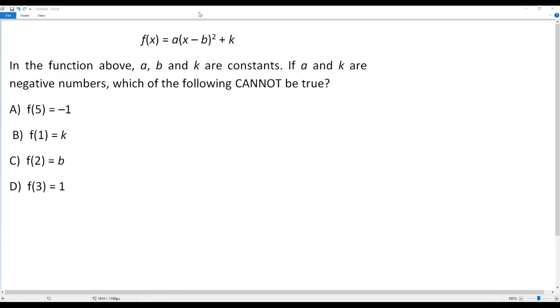Here we have a SAT math problem. Okay, let's go to the question. F of x equals a times (x minus b) to the whole square plus k. In the function above, a, b, and k are constants. If a and k are negative numbers, which of the following cannot be true?